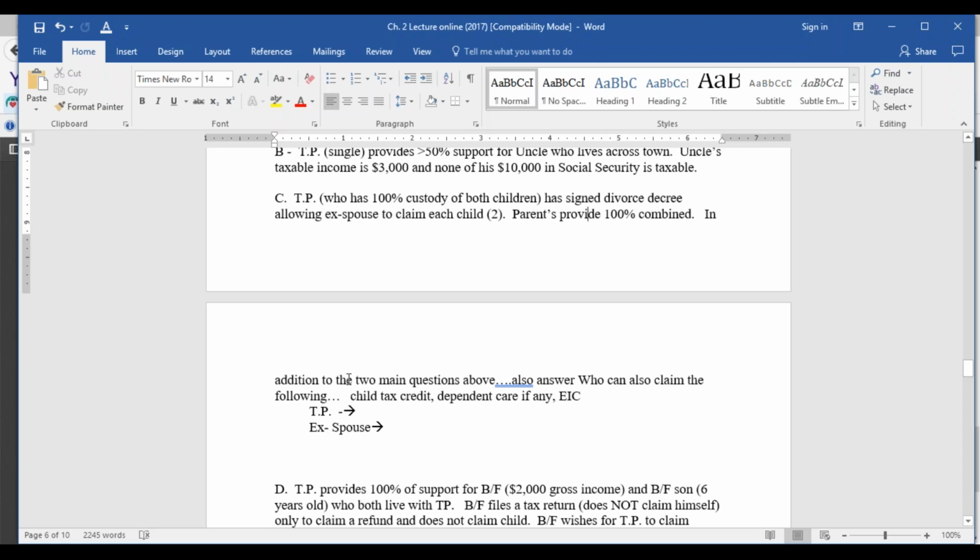All right, so take a minute and think about this. Think about it from the taxpayer's perspective, who does have the custody of the kids. However, for this year, the ex-spouse is claiming them as a dependent. And then what can the ex-spouse do?